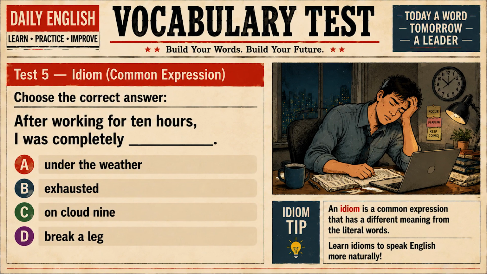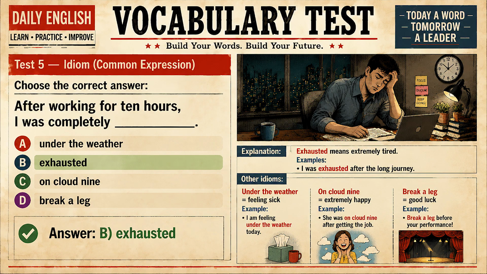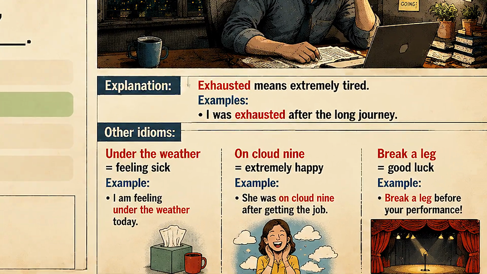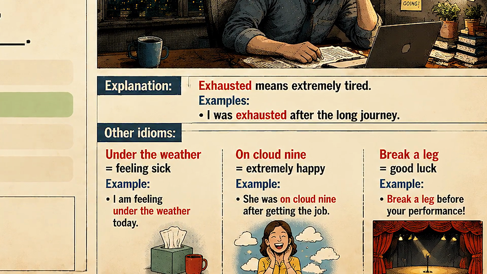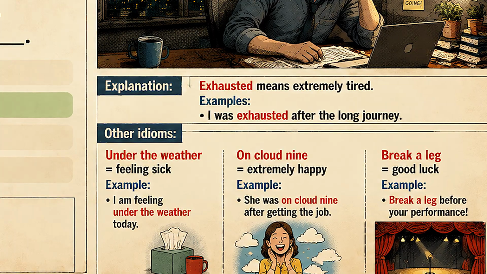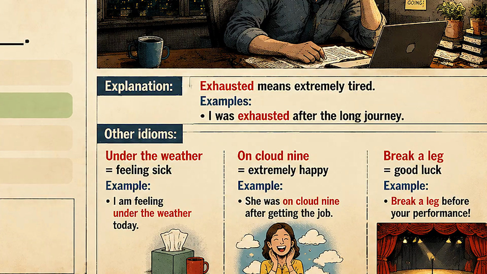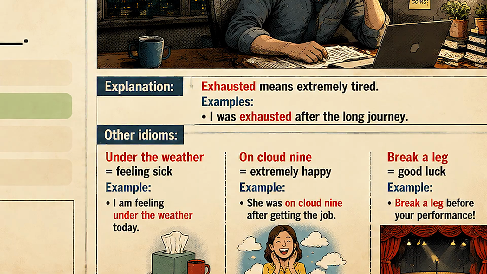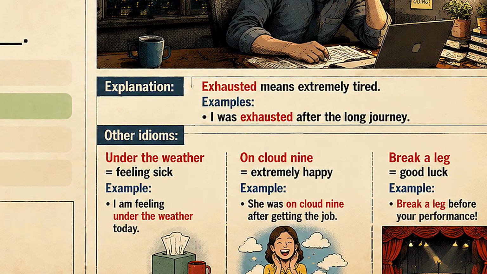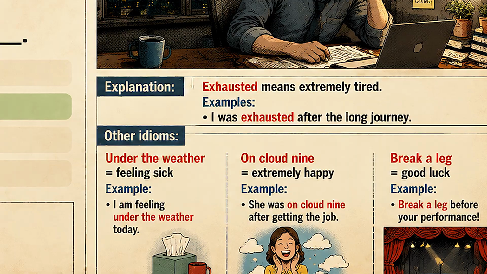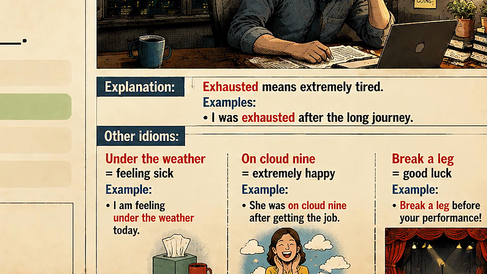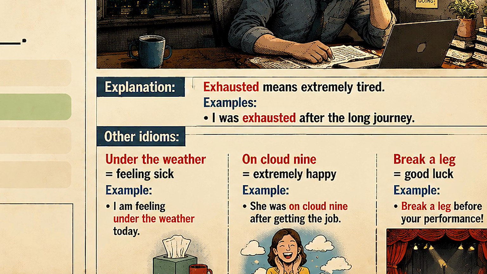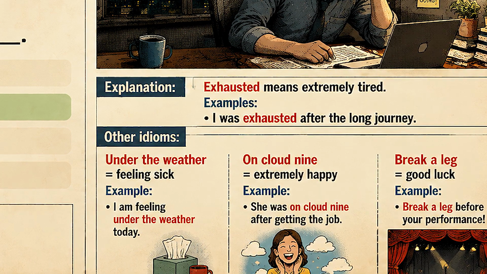Okay, the correct answer is B, exhausted. So, after working for 10 hours, I was completely exhausted. The word exhausted means extremely tired or having no energy left. When you're extremely tired and you don't have any energy left, you can use the word exhausted. When you're exhausted, you are much more than just a little tired. For example, I was exhausted after the long journey. It means I had no energy left. This means the journey made me very tired, and I needed to rest.